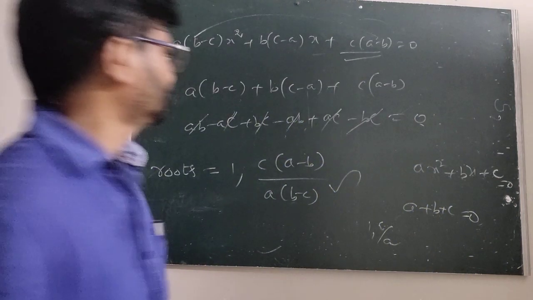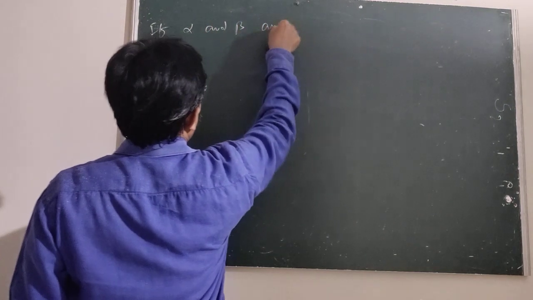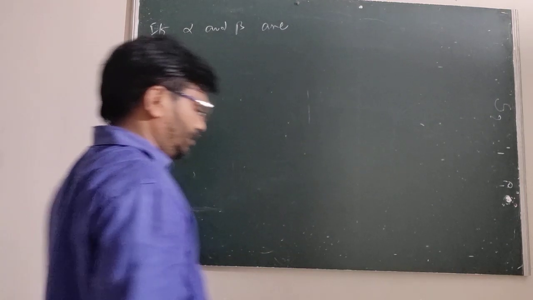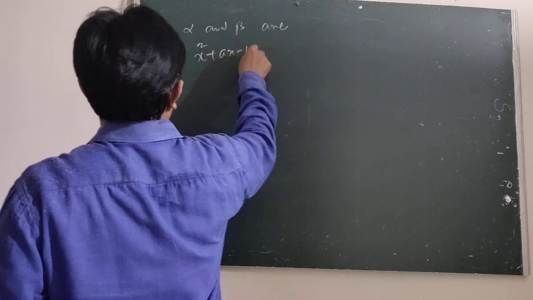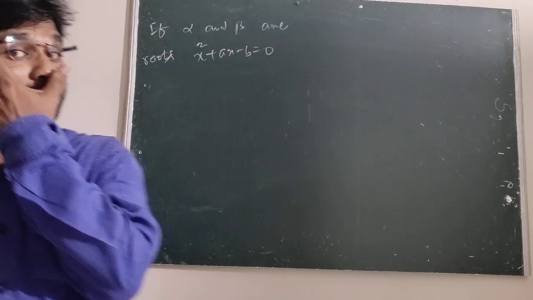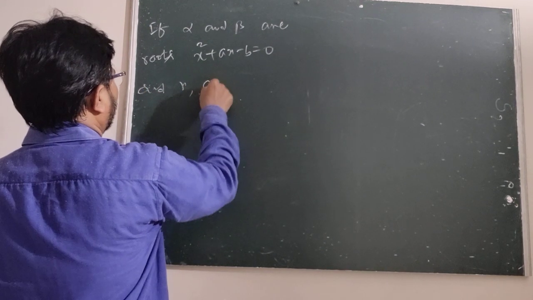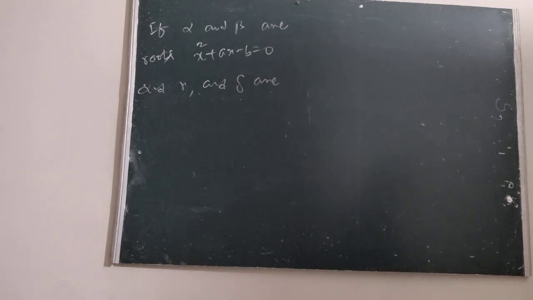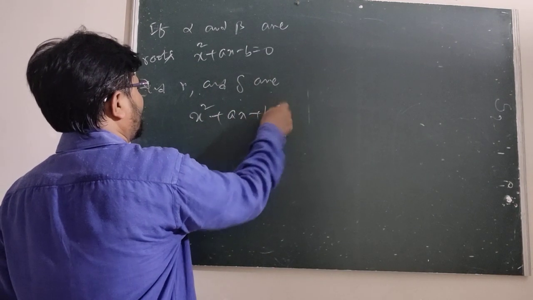Now we are going to another method, another question, another sum. If alpha and beta are the roots of the equation x square plus ax minus b equal to 0, and gamma and delta are the roots of x square plus ax plus b equal to 0.